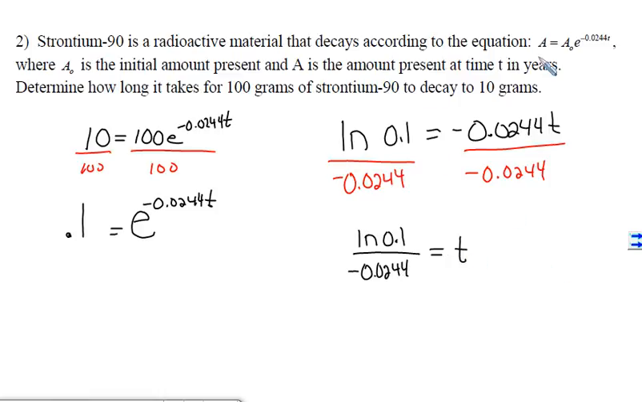This time is in years, right? So when you divide this, natural log of 0.1 divided by negative 0.0244, you end up with 94.368, and that's in years.